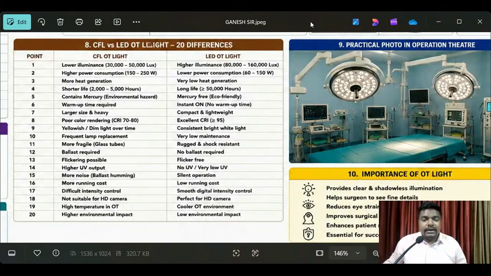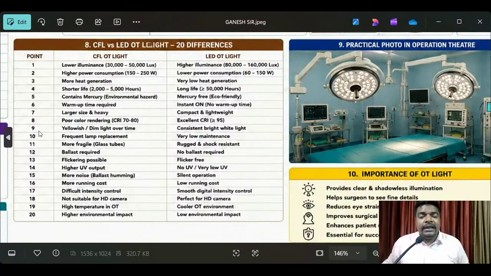Okay, right, come on. Now see here, fourth point completed, CFL light and LED light. And sixth point, see here, CFL warm up time required and LED instant on, no warm up time. Okay, and CFL is larger in size and heavy. Next, seventh point, see here, LED compact and lightweight. And eighth point, CFL poor color rendering, CRI 70 to 80, and LED excellent CRI greater than or equal to 95. Okay.